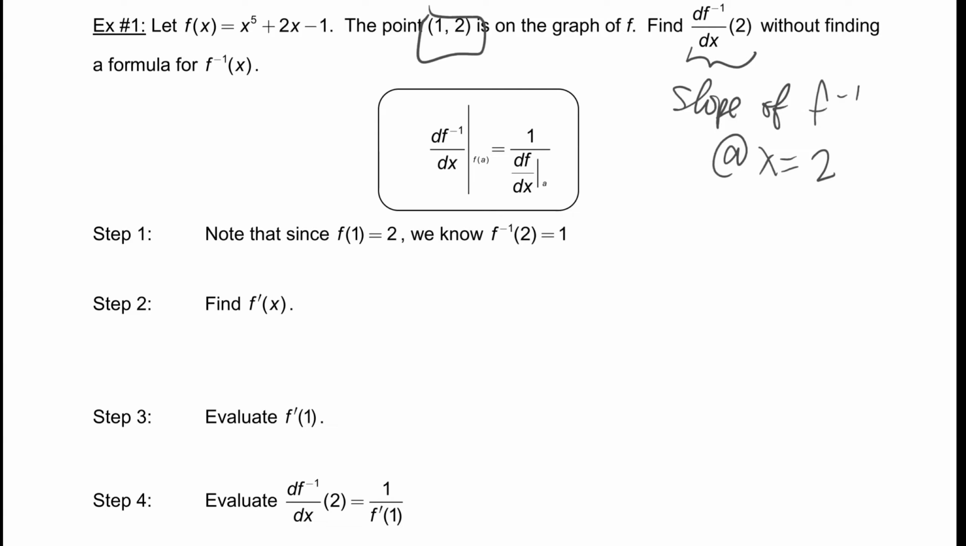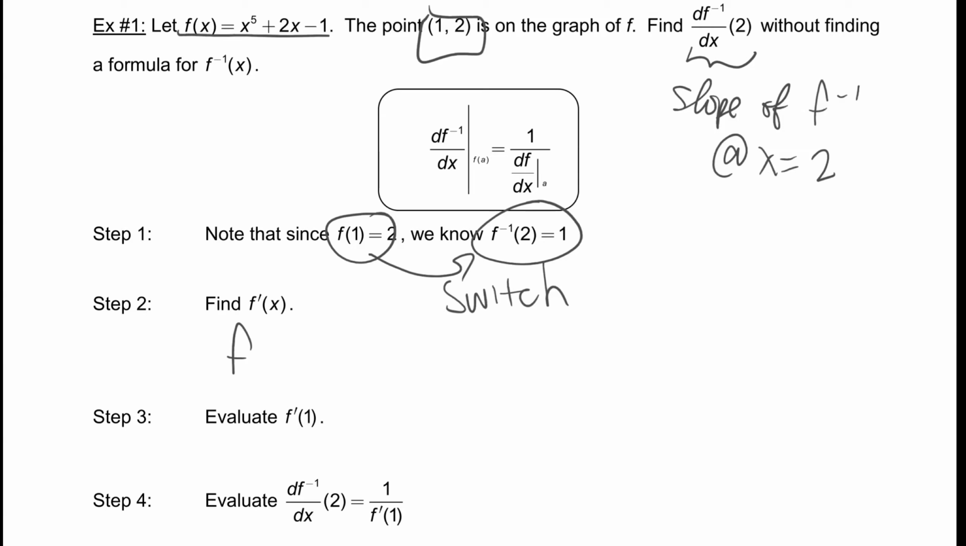Okay, since f of 1 equals 2, for the inverse, your x and y switch. So for the inverse function, when y equals 1, x is 2. If you look at the regular function versus its inverse, the x and y just switch. I think I've said that 50 times today. All right, first, let's find f prime, the first derivative of the original function.